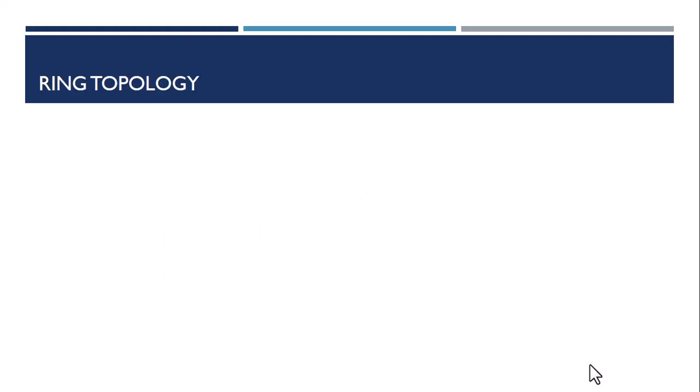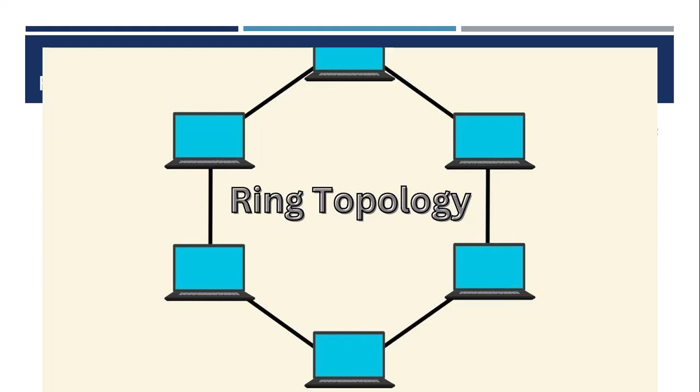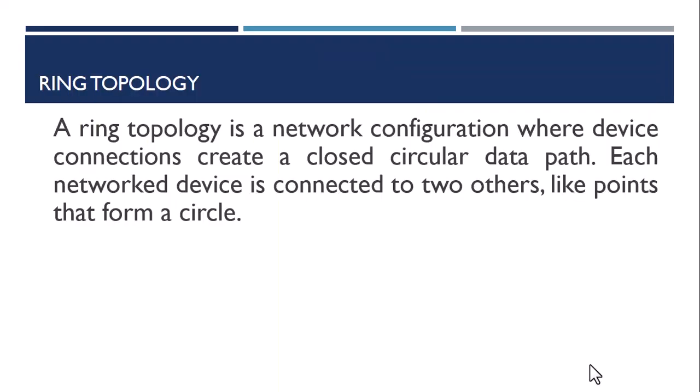Let's move on to the next type of network topology, the ring topology. In the ring topology, each device is connected to two others, forming a circular path for data to travel. Each network device is connected to two others like points that form a circle.